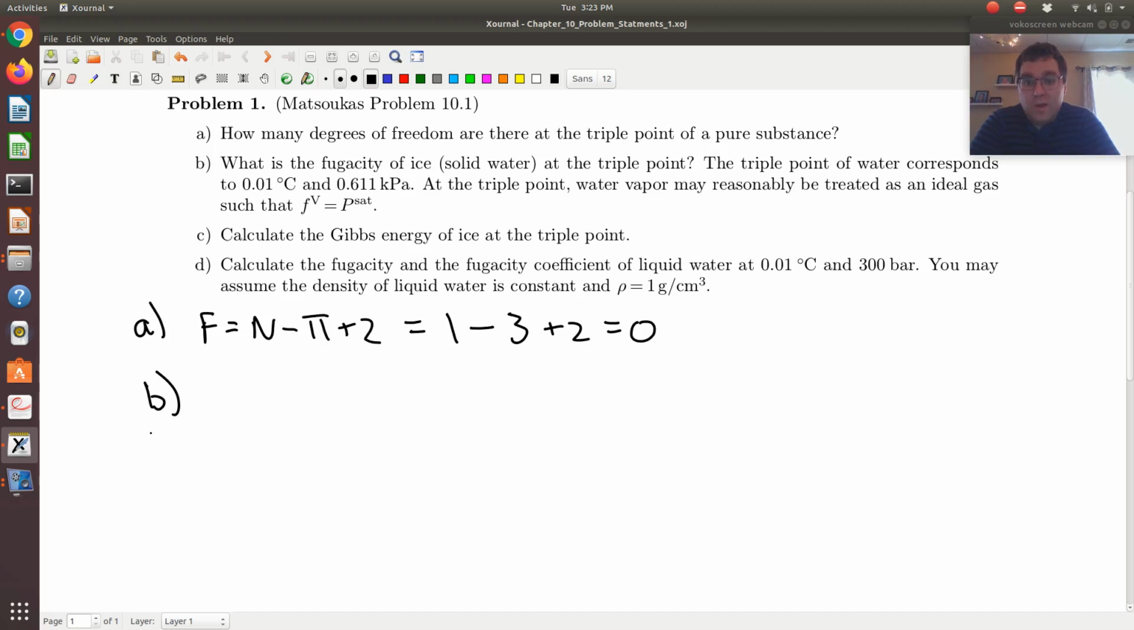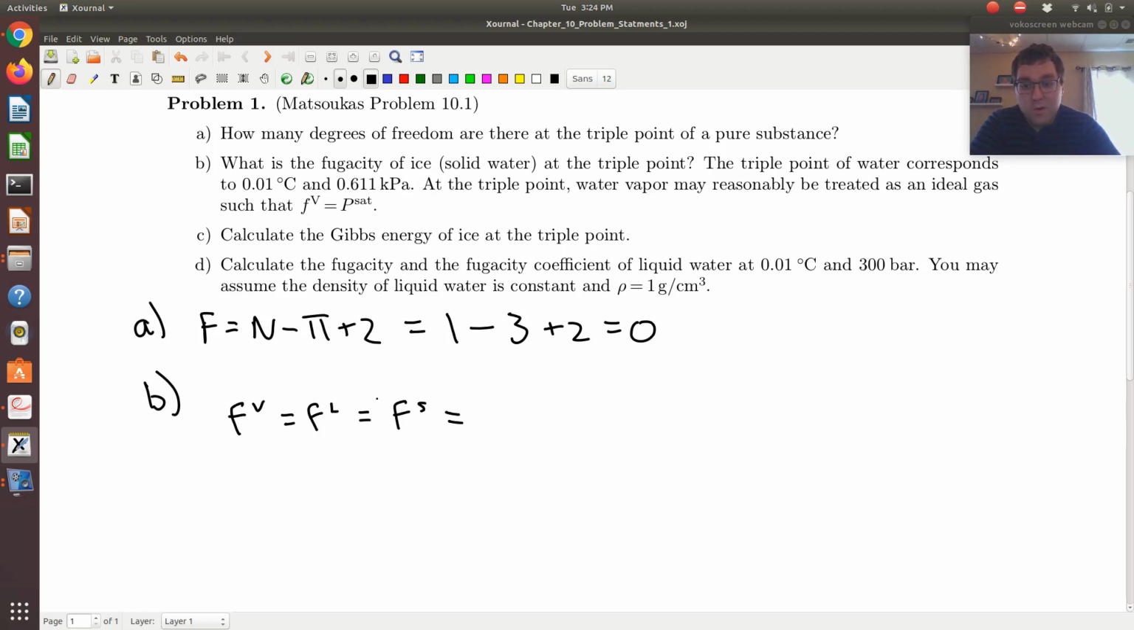So how do we calculate the fugacity of solid ice? Any ideas? Well, the key here is that if I have 3 phases in coexistence, then the fugacity of all 3 phases must be equal. The fugacity of my vapor phase will be equal to the fugacity of my liquid phase, which will be equal to the fugacity of my solid phase. So if I need to calculate the fugacity of my solid phase, that's just equivalent to the fugacity of my vapor phase, where we've been told that the vapor phase may be treated as an ideal gas.